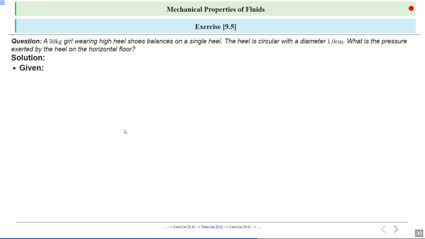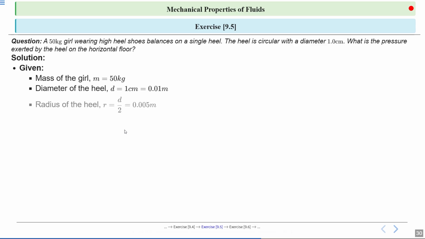So, let's start by listing what information we have. Mass of the girl, 50 kg. Diameter of the heel, d equal to 1 centimeter, and here we need to convert it in meter, so it will be 0.01 meter. Radius of the heel, r equal to d by 2, is equal to 0.005 meter. Alright.